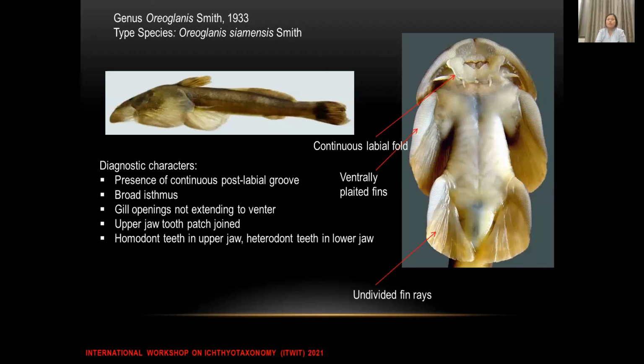Then this is genus Oreoglanis, type species Oreoglanis siamensis Smith. Here also we can see the presence of a continuous labial fold and postlabial groove. Then there is homodont dentition in the upper jaw, with pointed teeth. But in the lower jaw, it will have two types of teeth, truncate and spatulate. So it will be a heterodont dentition in the lower jaw.